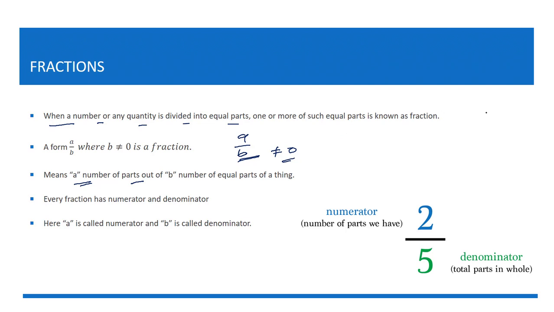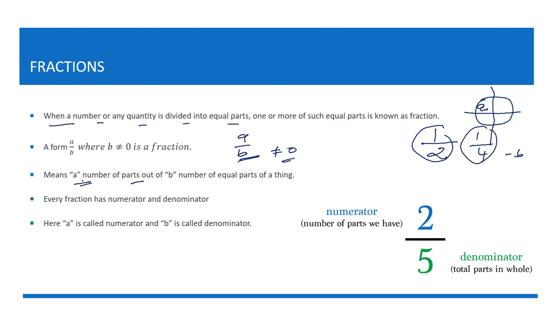Suppose you take a circle and make two parts. A is the number of parts you take, and the total number of equal parts is 2. Out of that, 1 you have taken, that is 1 by 2. You can represent it like this. Suppose you divide again, what happens here? There are 4 parts here. This is b, and the number of parts you have is 1. 1 by 4 is the fraction.